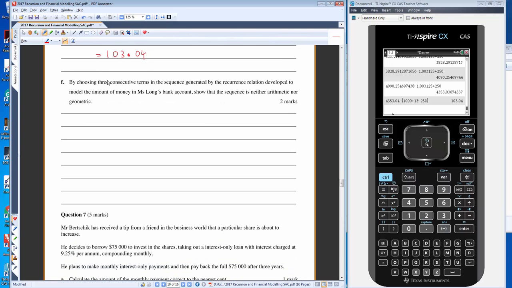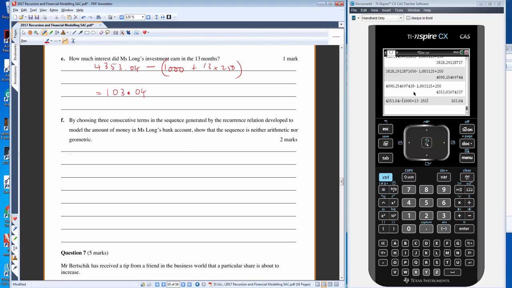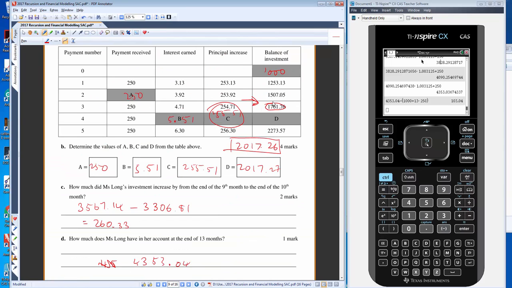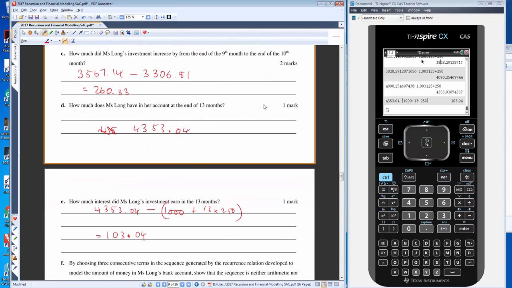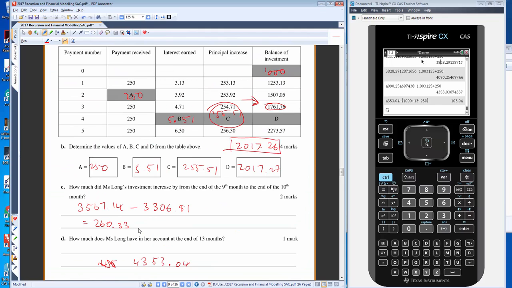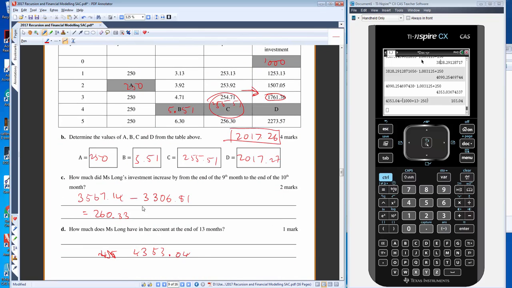Alright, so F, by choosing 3 consecutive terms in the sequence generated by the recurrence relation developed to model the amount of money in her account, show that the sequence is neither arithmetic or geometric. This was actually done quite well by a large portion of you, and some really innovative ways of showing this. So what I'm going to do is just grab 3 terms. You could just get it from the table back here. So this, and this, say, or even this, and this. So let's get 1,000, 1253.13. Forgotten the number already. 1253.13.